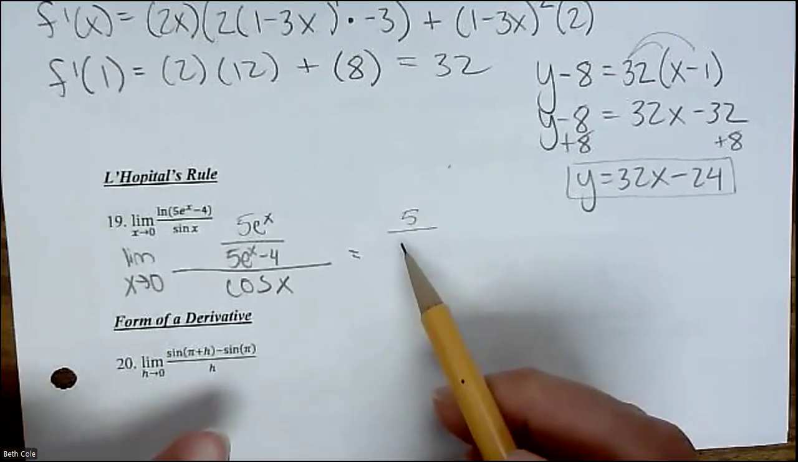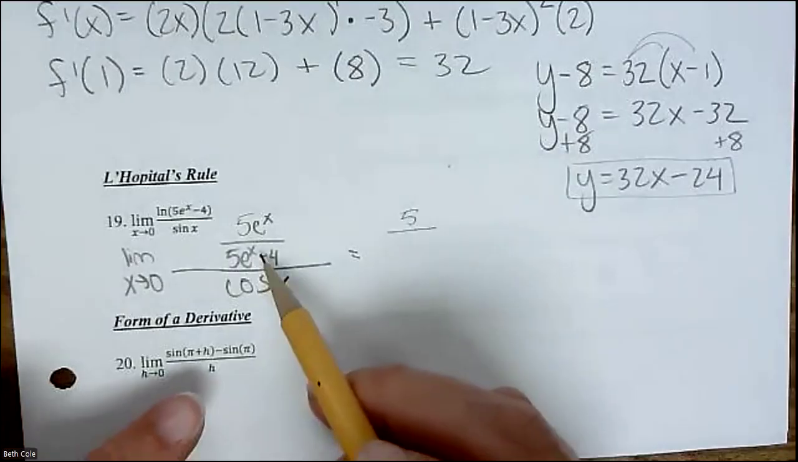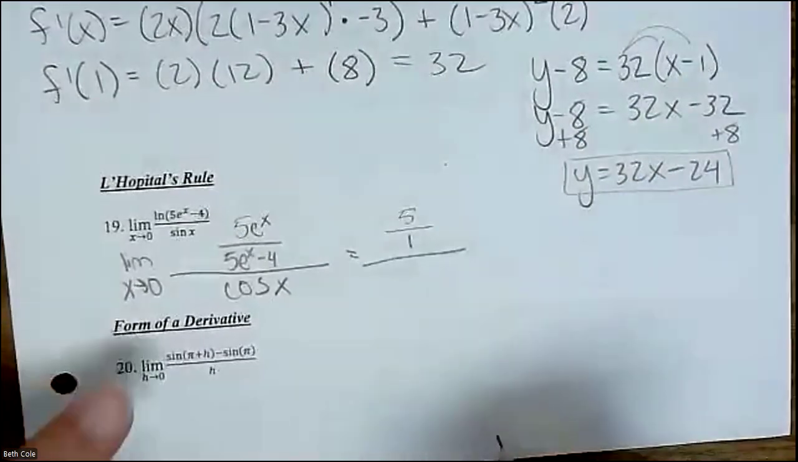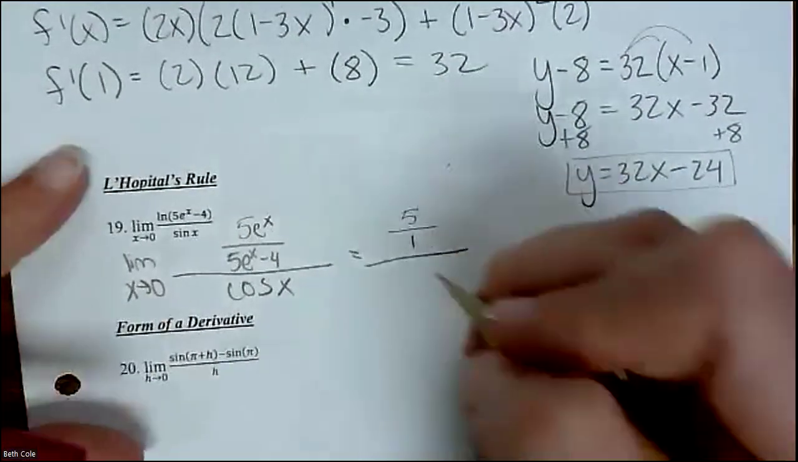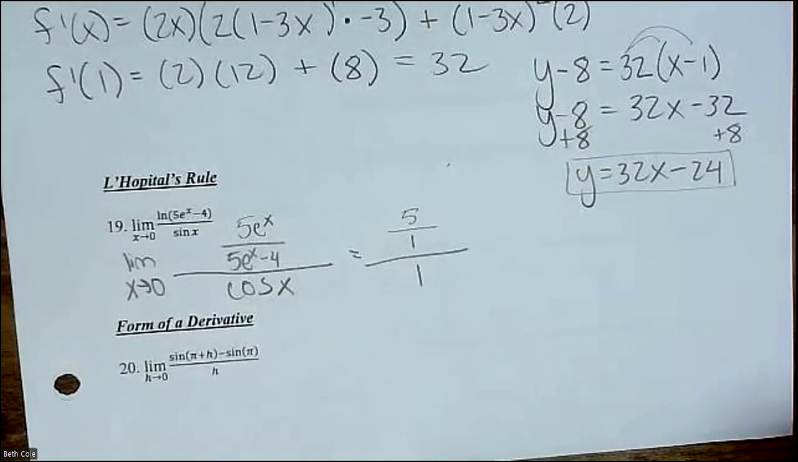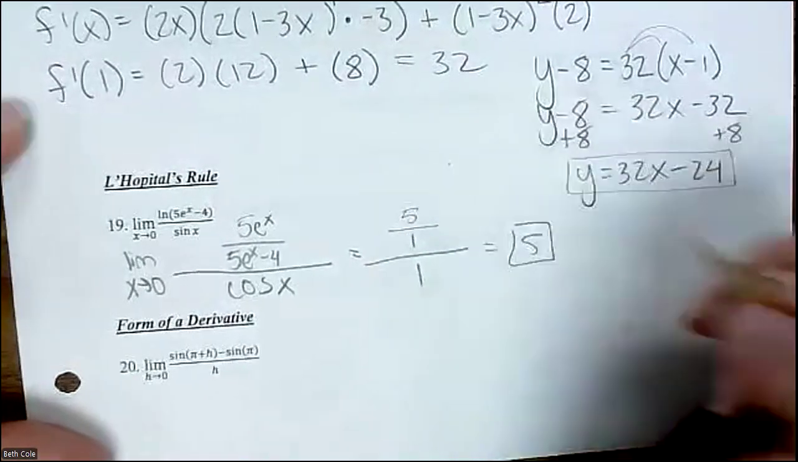All right, what would this be over? Did anyone do that while I was talking? That would be 1, right? Oh, and then what's cosine of 0? 1. So the whole thing is 5.